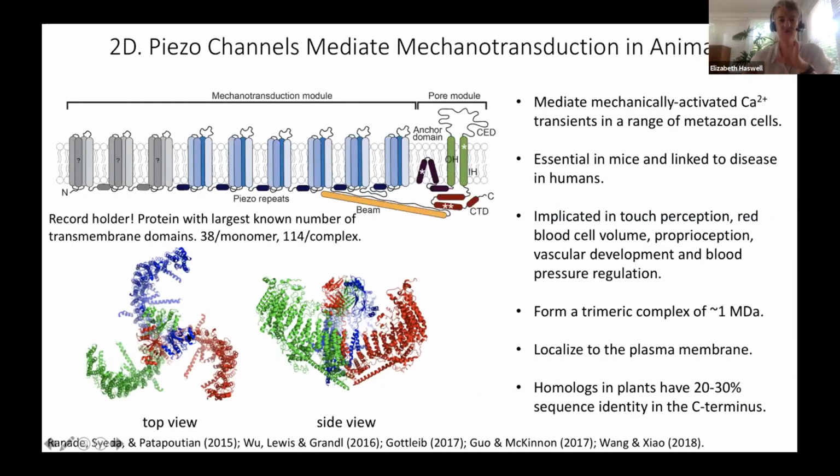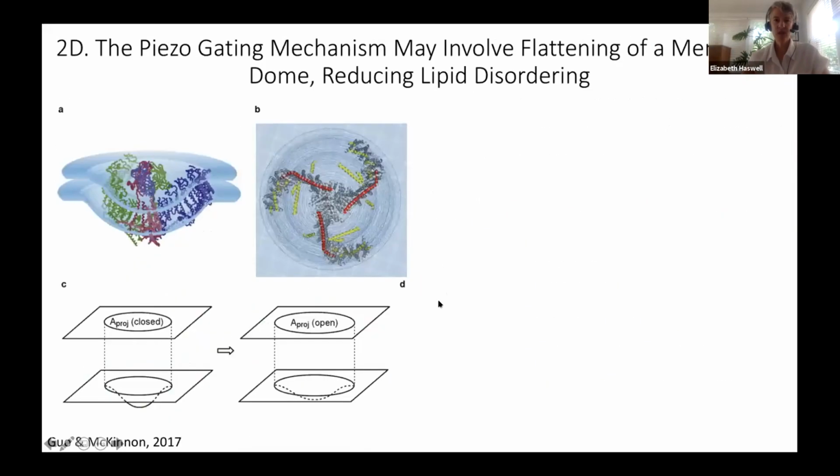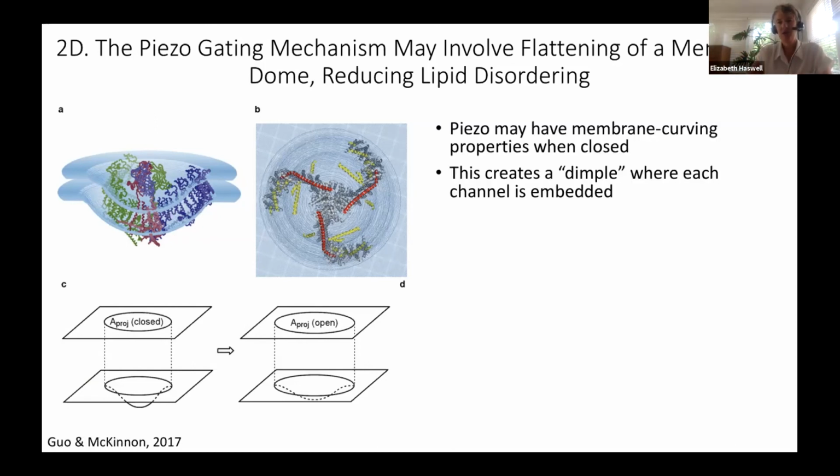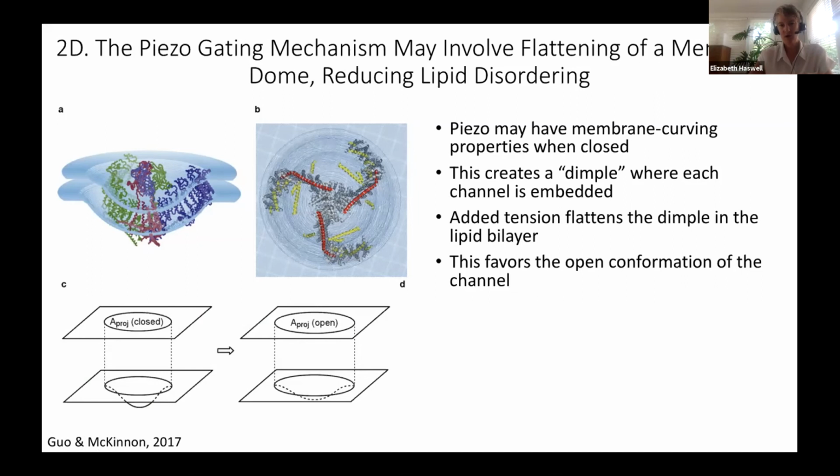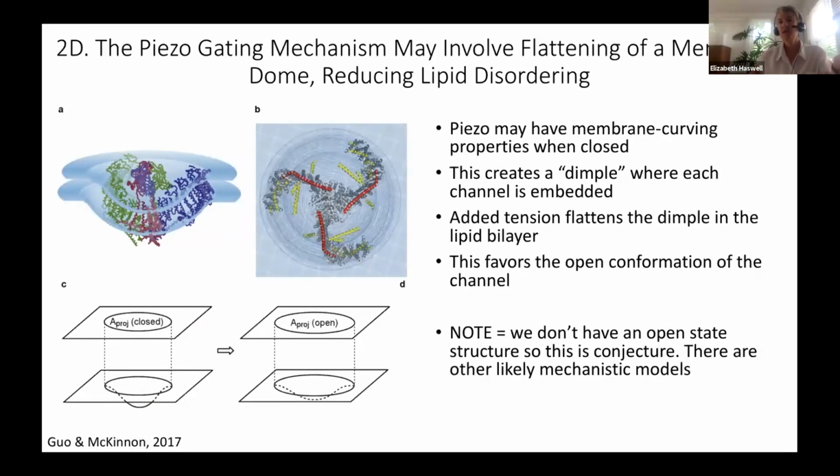So this top view, you're like looking down on the membrane. But I hope you can see here that the side view has an interesting sort of dimple look to it. And it's now been proposed that the gating mechanism actually involves flattening of this membrane dimple. So when it's closed, you can see here it's almost like it's lying in a little dimple. And when you add tension, that flattens the dimple and allows the channel to then take the open conformation, and that's what opens it. In the case of Piezo, we actually don't have an open state structure. So this is pure conjecture about how it might open.